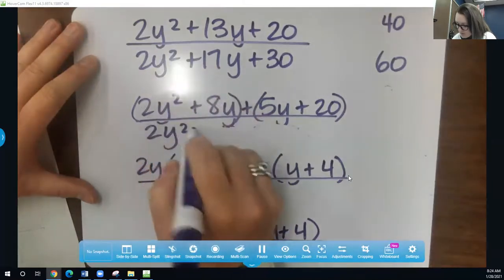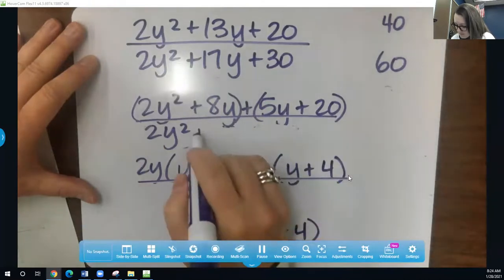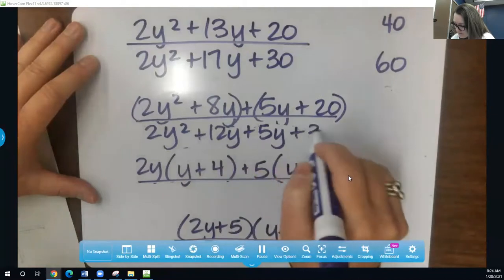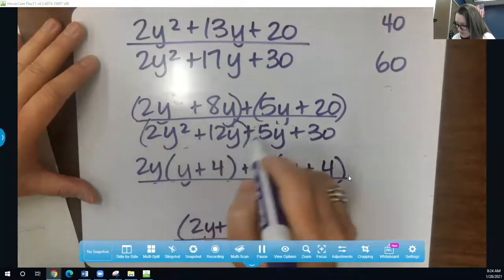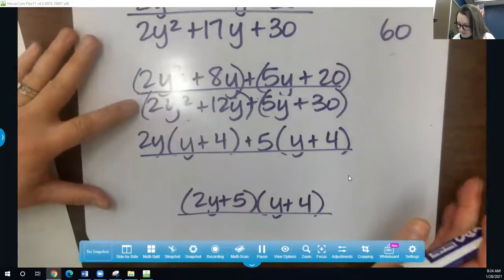So I have a 2y squared. I'm going to say it's 12 and 5, right? That makes the most sense. 12y plus 5y plus 30. All right, factor by grouping. So I'm going to group the first two, group the last two. See how easy this is?